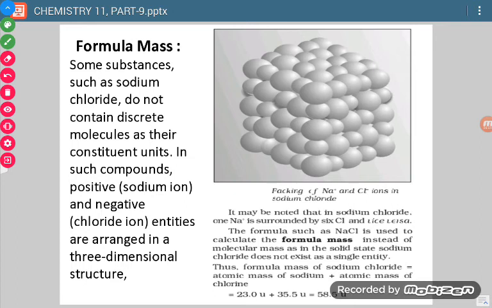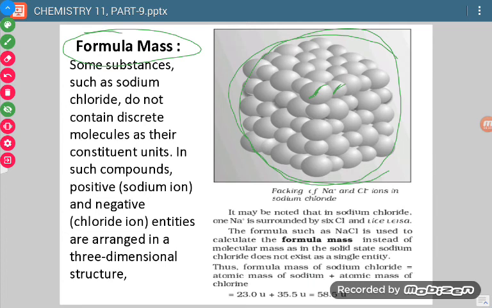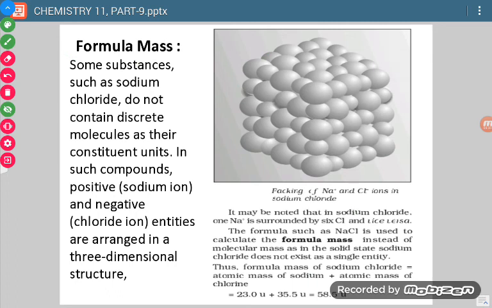One more term comes when we talk about solids, that is formula mass. You can see the picture. This compound is an ionic compound. If you see it in three-dimensional form, there are cations and anions arranged symmetrically. In such solids, we do not say molecular mass, but we use the term formula mass. The calculation of formula mass is exactly the same as the calculation of molecular mass, but we have to use the term formula mass.